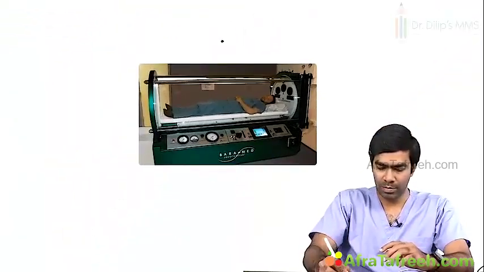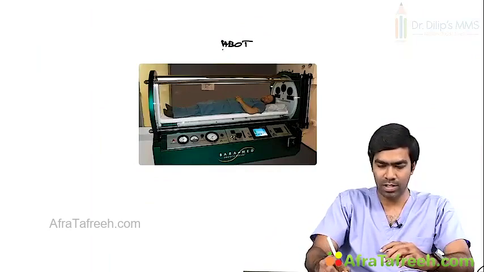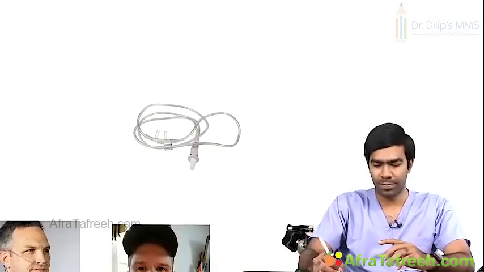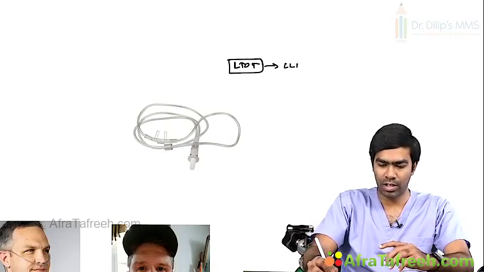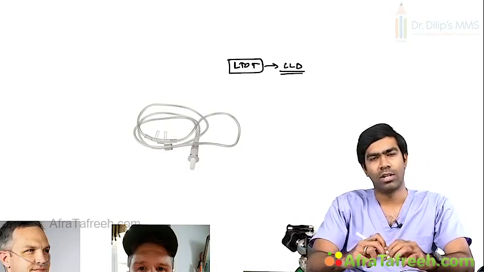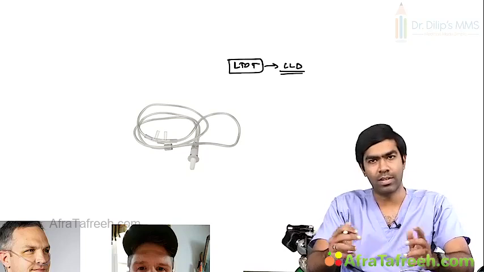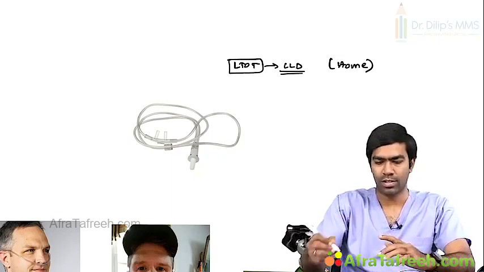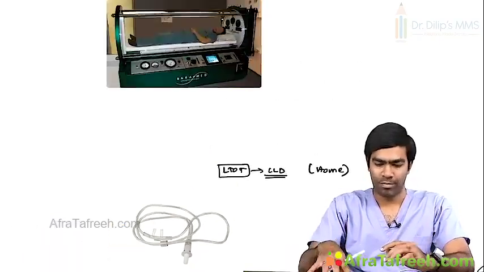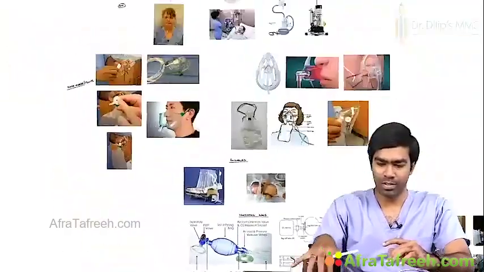Then we are going to see some special types like hyperbaric oxygen therapy. And finally, we are going to discuss the ways to give LTOT, long-term oxygen therapy, in patients with chronic lung disease, and how to deliver this in a patient who is sitting at home. This is for home oxygen delivery. Clear? Fine. So this will be the essence of this particular topic.